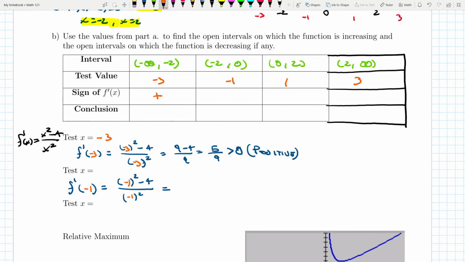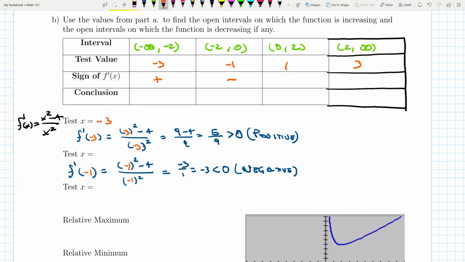So negative 1 squared minus 4, that's negative 3 over 1, which is negative 3. In this case, it is a negative number, less than 0. So let's mark this down over here as negative, the sign of f prime.